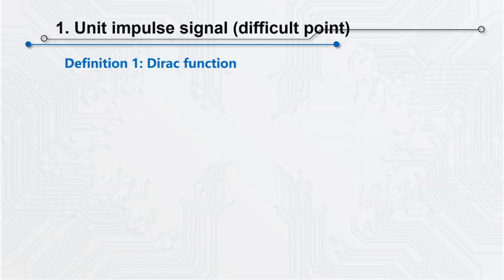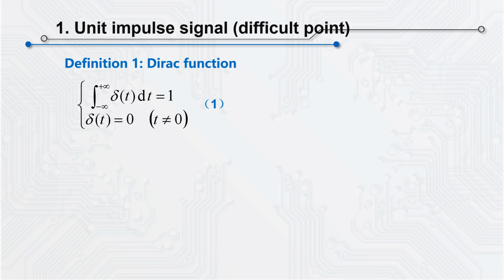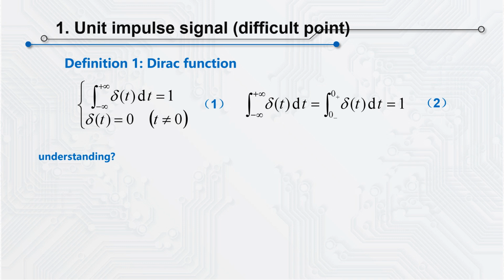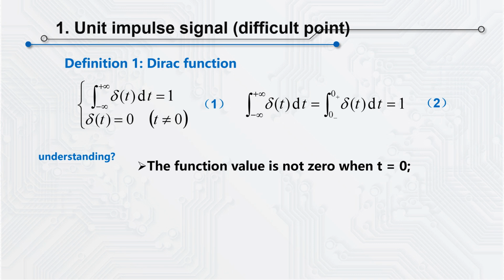The impulse function is the Dirac function, well known in mathematics, as shown in Formula 1. Formula 2 is its practical application. Well, how to understand this function? Obviously, when t is equal to 0, the function value is not 0. The area of this function is 1. When t is not equal to 0, the function value is 0.